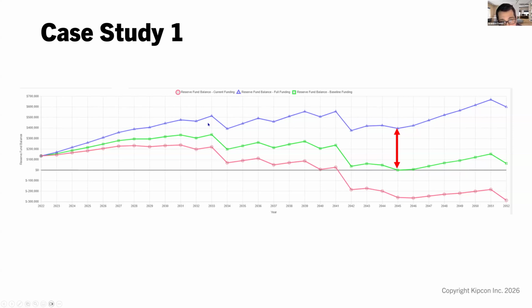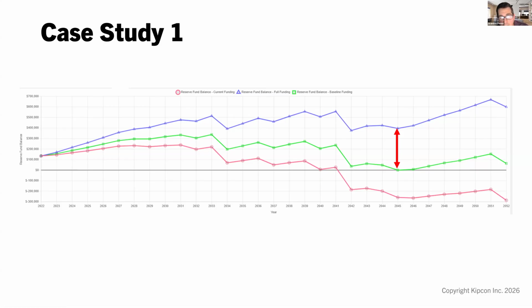Now, the blue line is full funding. What we talked about earlier as far as full funding being overkill, and the reason for that is you can see that this line just keeps going up and up and up, 400, 500, almost $600,000. And then even past that, we go well above that. Now, of course, would it be great to have that much money in your fund?